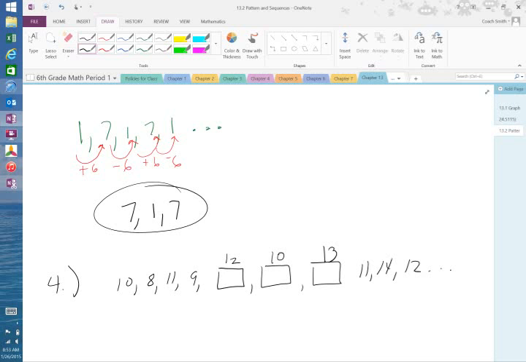Isaiah, what do you think the pattern is? Do what? It's minus 2 and then add 3? Okay, yeah. 10 minus 2 is 8. 8 plus 3 is 11. 11 minus 2 is 9. 9 plus 3 is 12. Okay, 12 minus 2 is 10.